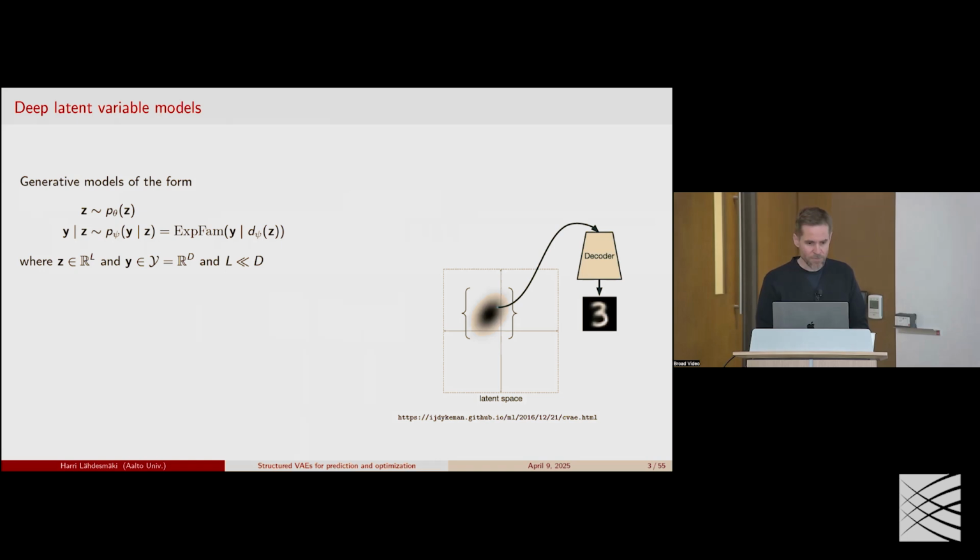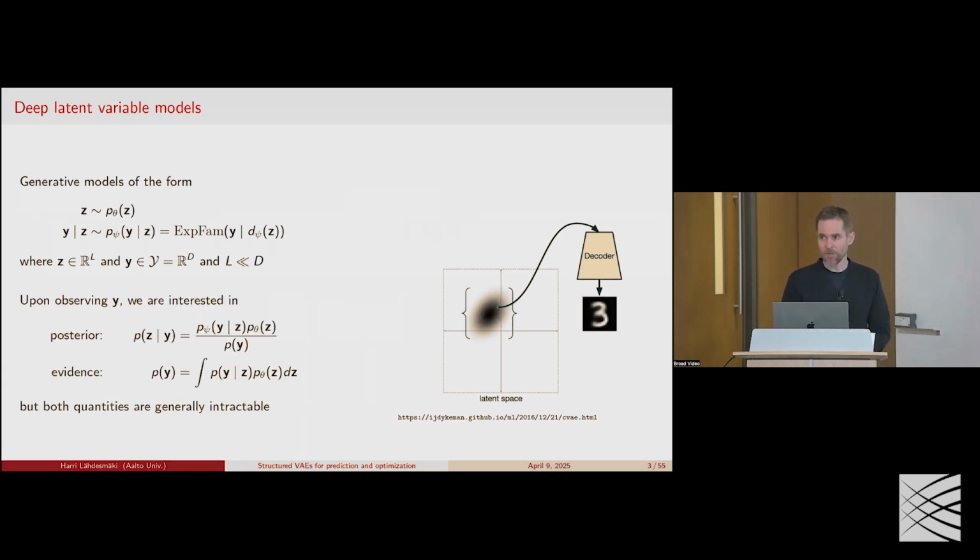We are really focusing on nonlinear or deep latent variable models, which are generative models of this type. We have a latent variable generated from some prior distribution, typically a Gaussian in standard models, and then the actual data item conditional on the latent from some other distribution, which is typically from the exponential family. The specific feature of these models is that the parameters of the exponential family are obtained by a nonlinear mapping D, which takes the latent as the input. So, a standard deep latent variable model.